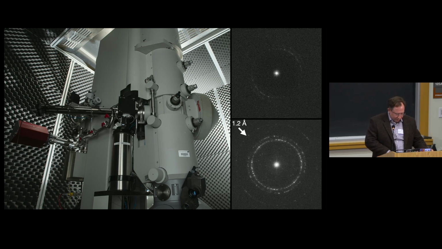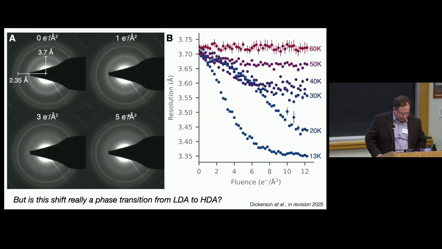So we were happy that we could actually use this to do some of these studies and start solving structures, but it took a hell of a lot of work to actually figure out what was going on. So the first question was, is this shift in the diffraction pattern real? Does it happen? It's been published several times, but we wanted to reproduce it ourselves, and so we did. And you can see it is absolutely observable here. So at 0 electrons per angstrom squared and at 14 Kelvin, you see this nice 3.7 angstrom ring.